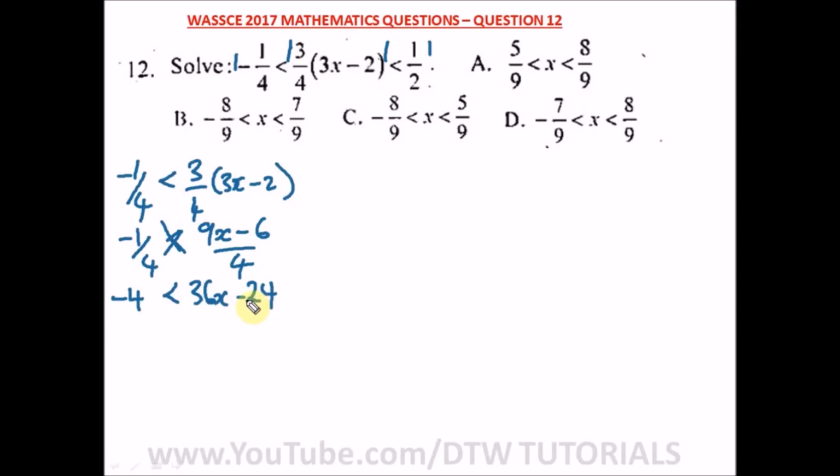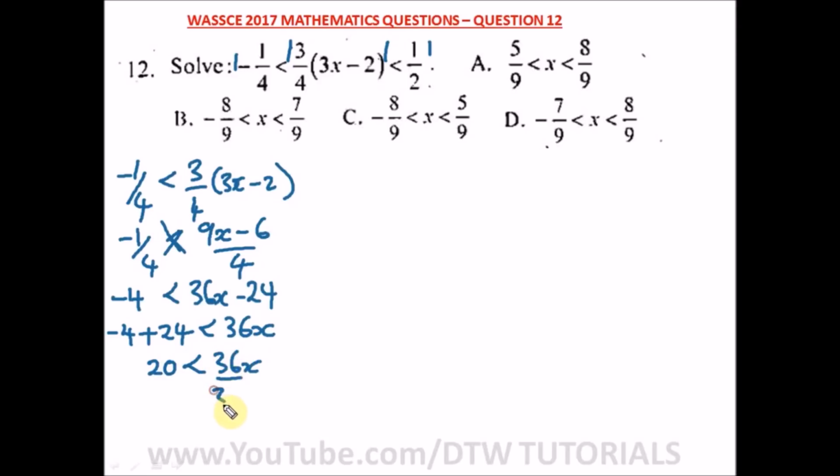So here, let's collect like terms. Let's move the minus 24 to this side. Remember that in inequalities, the inequality sign will only change if you divide by a negative number. As we are moving the negative, we're not dividing, so the sign will remain the same. Don't forget that, please. So we have minus 4. Bringing minus 24 to this side, we have plus 24 is less than 36x. So here we have minus 4 plus 24 is 20, less than 36x.